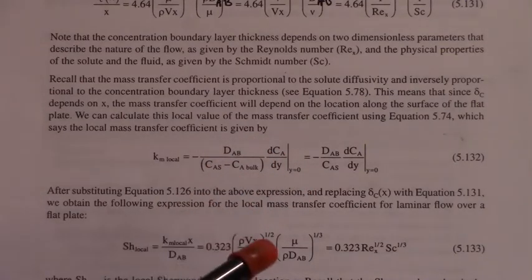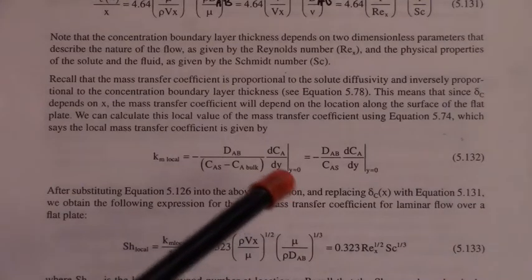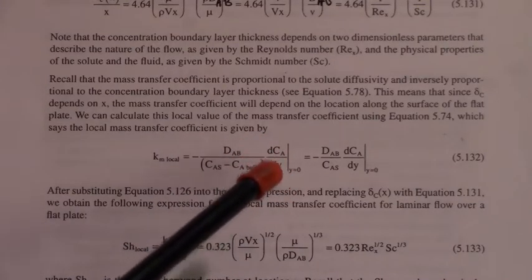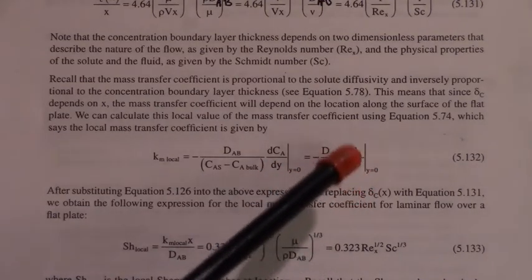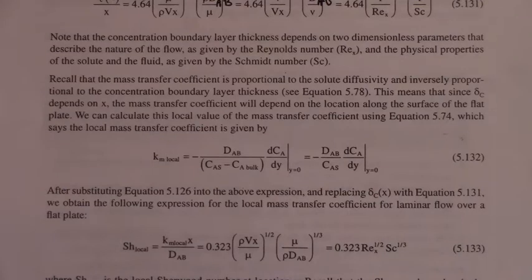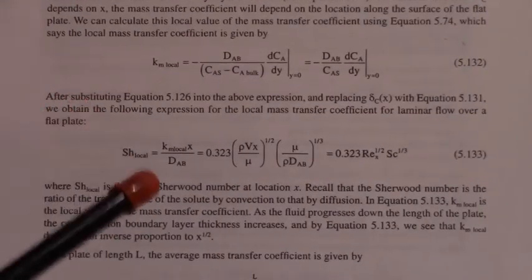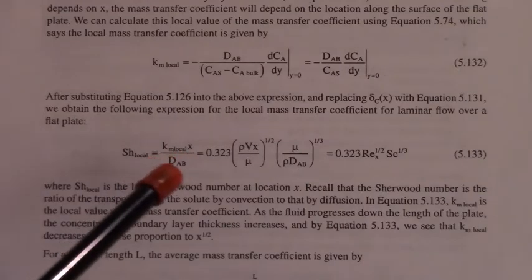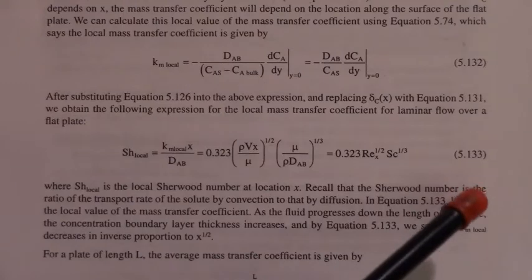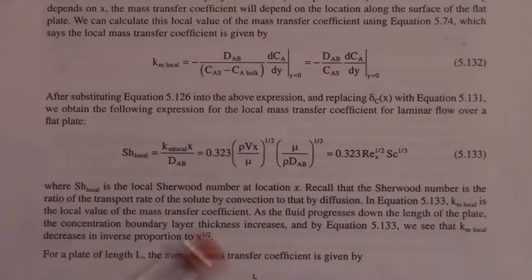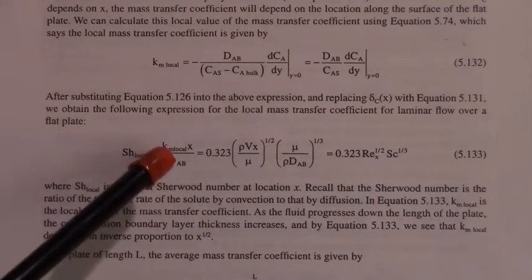Now, as part of our boundary layer analysis, we already developed an equation for the concentration profile, and we can substitute that in for this derivative and evaluate it at y equal to 0. When you crank through the algebra, we develop the Sherwood number, or the mass transfer coefficient, for laminar boundary layer flow over a flat plate as given by equation 5.133. So this is our local mass transfer coefficient equation that describes this situation.